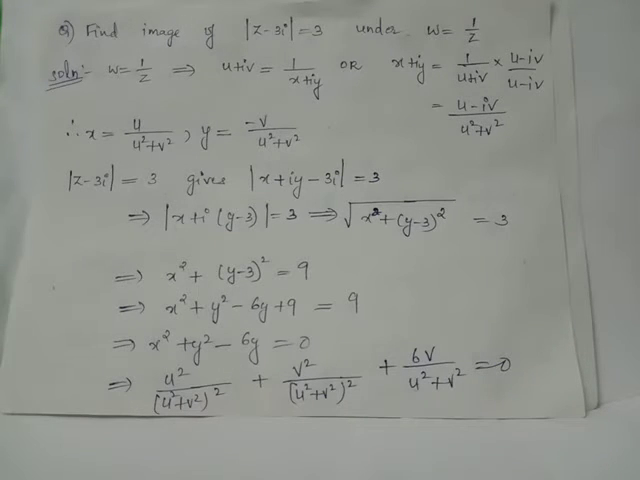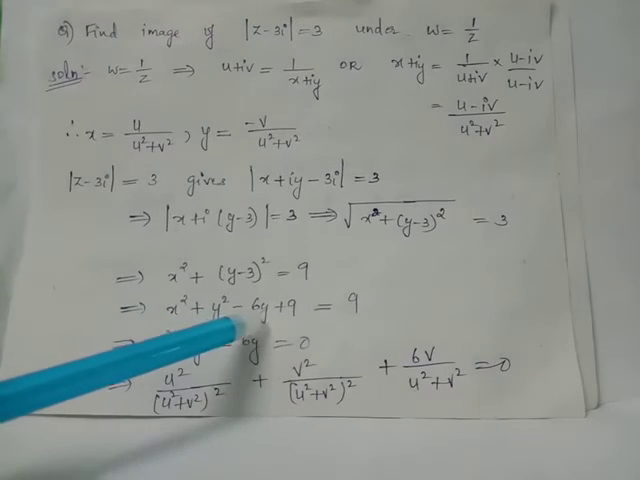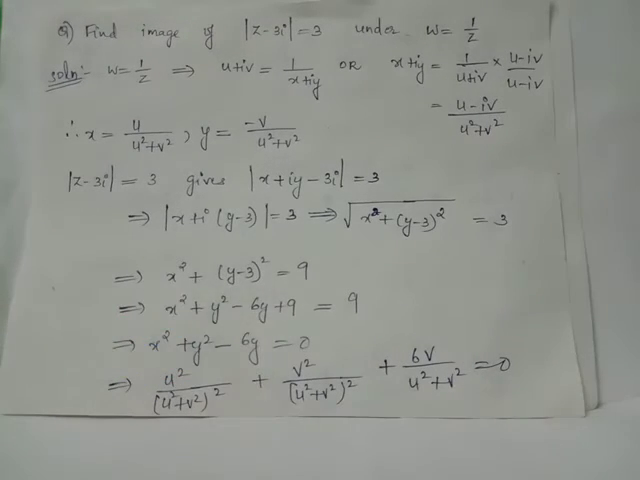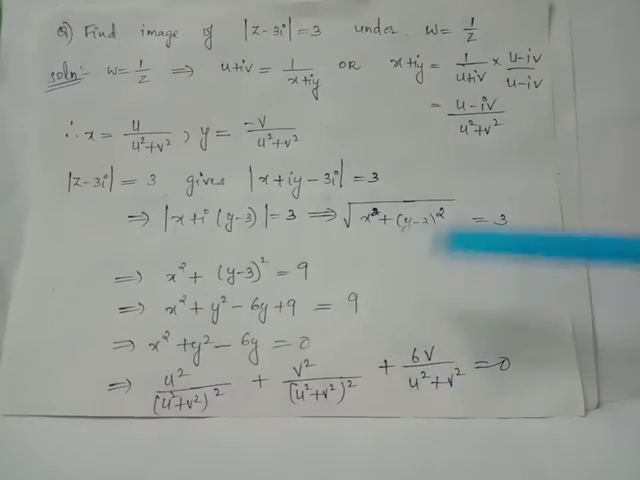Now, when we square both sides, we are free of the square root sign in the LHS and our RHS becomes 3 square, which equals 9. When we expand y minus 3 the whole square using the formula of a minus b the whole square, we have y square minus 6y plus 9, and since 9 is common to both LHS and RHS, it can be cancelled, and we have the simplified expression in the xy plane obtained as x square plus y square minus 6y equals 0.